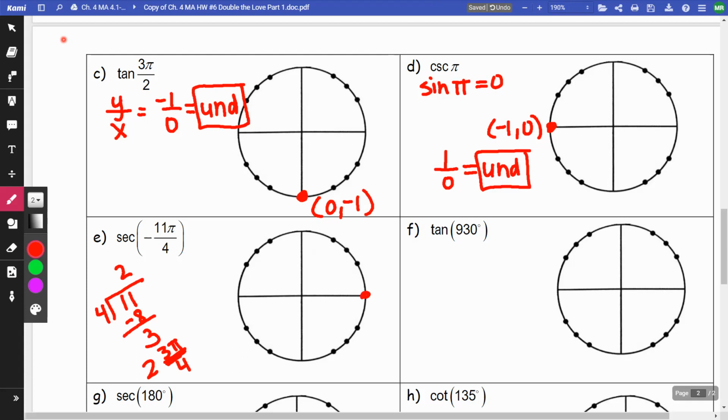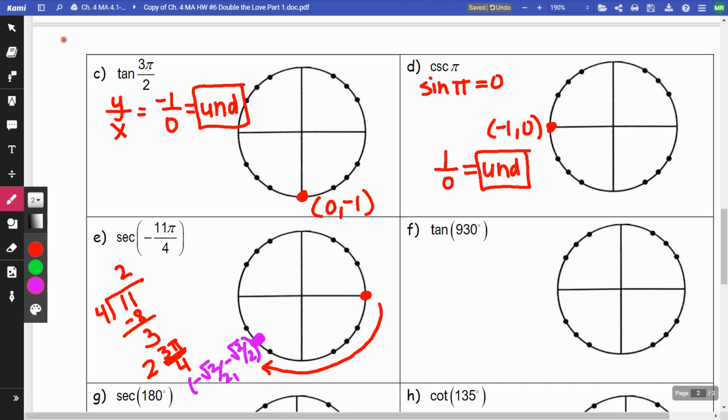So 2 pi would be here, positive or negative, but I am going negative. So the rest of the direction I'm going for the other 3/4 is going to be this direction. And so again, I'll do it in purple. This point right here is where I'm going to be. And the coordinates of that point are negative root 2 halves, comma, negative root 2 halves.